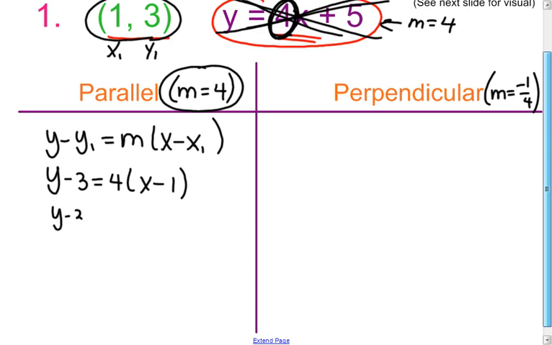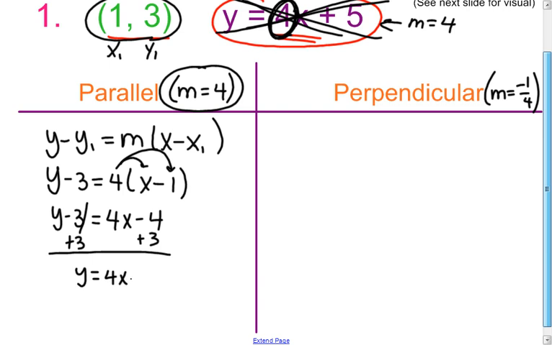But we have y minus 3 equals, I will distribute the 4 through, and when I distribute the 4 through, I will have 4x minus 4, add 3, and I have y equals 4x minus 1. So the slope of that line that's parallel to the original one would look like that.